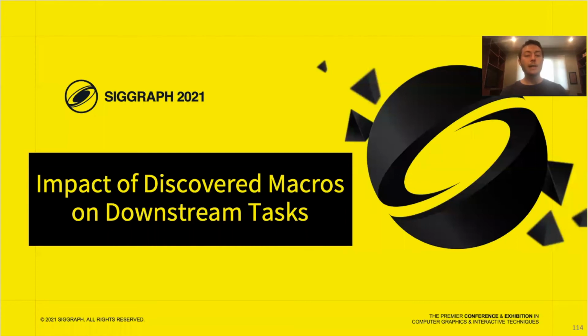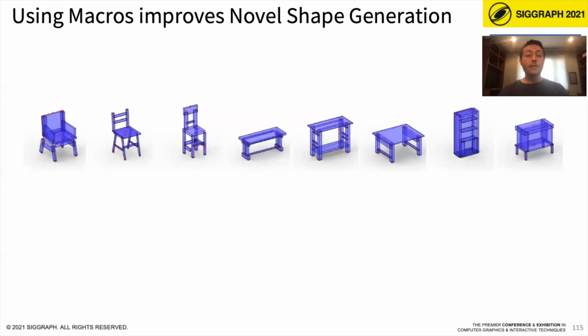We also investigated if learning on programs that have been refactored to use macros improves performance on downstream tasks. The first task we examine is novel shape generation. We make use of the deep generative model architecture from ShapeAssembly. Here we visualize some programs written by our learned generative model that contain discovered macros. We compare the quality of generated outputs when trained on a dataset of programs with and without the discovered macros.